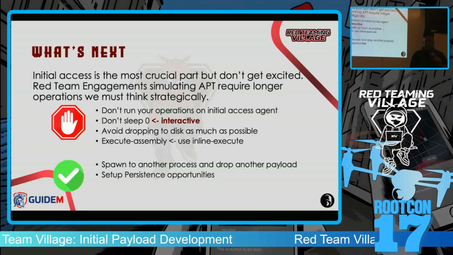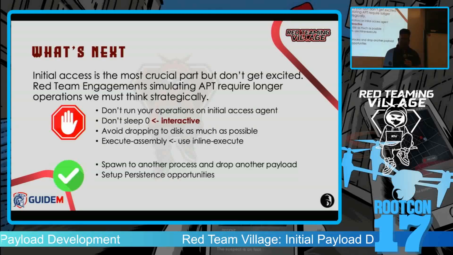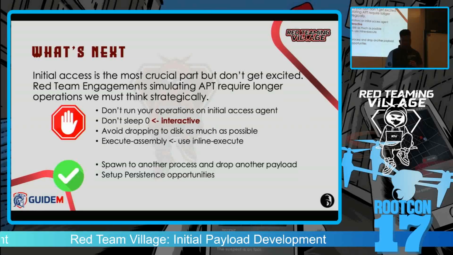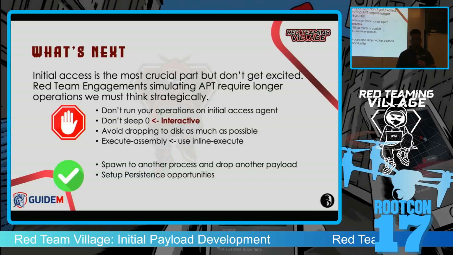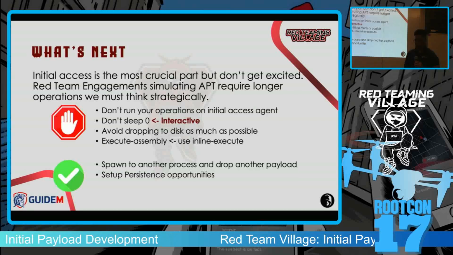Execute assembly, if you're familiar with that, uses fork and run. You should use inline execute where possible. So spawn to another process and drop another payload. That's one of the tips.